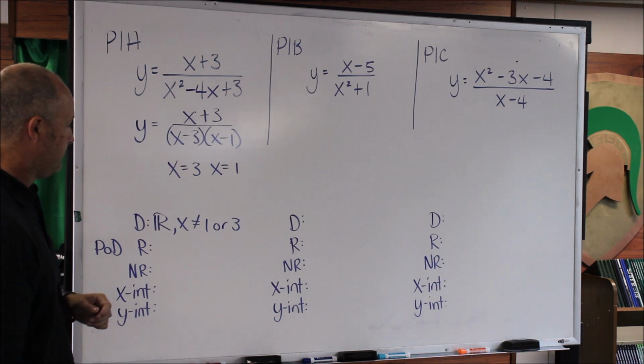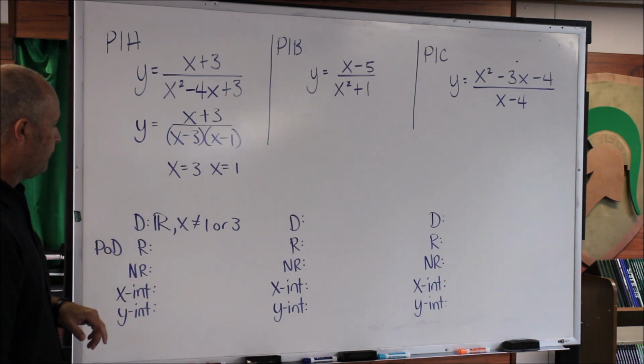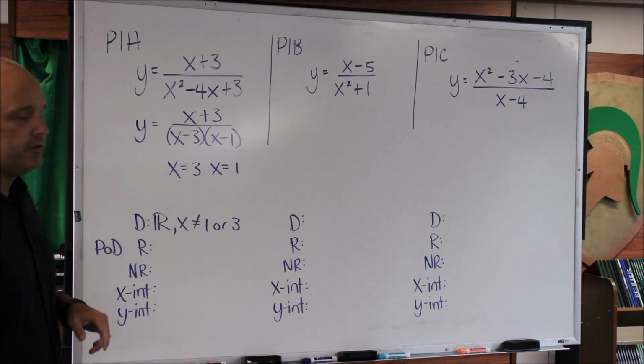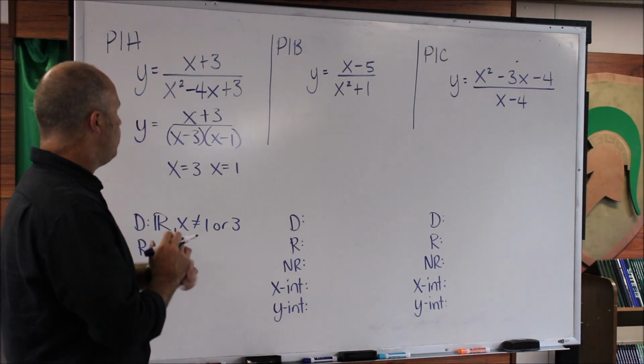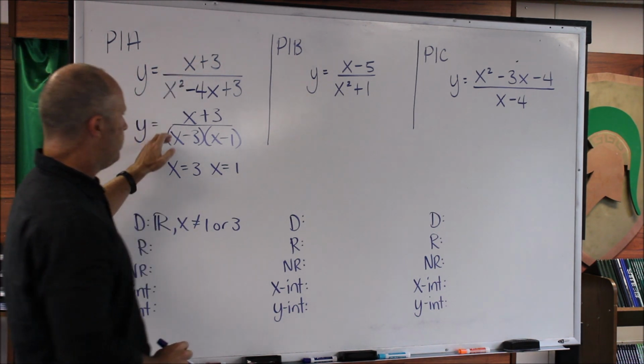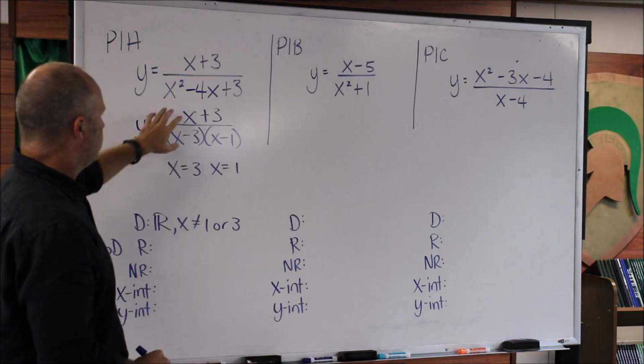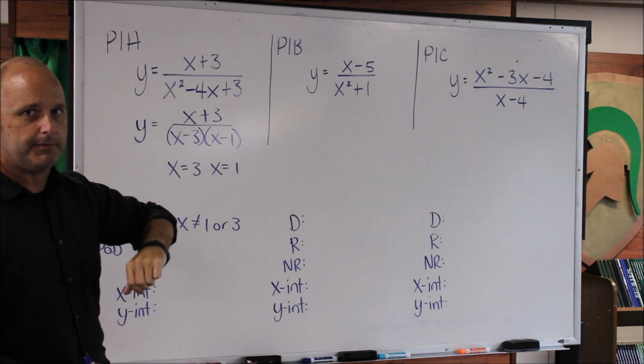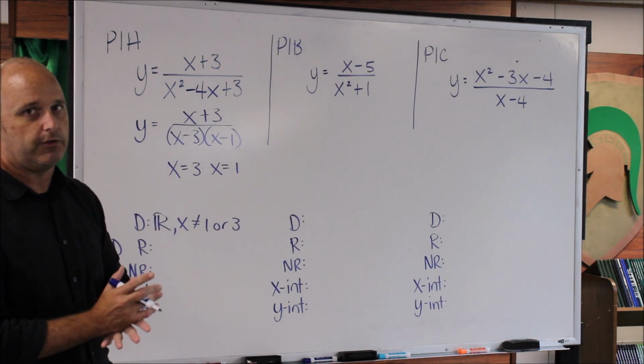So that's our domain. Now the next thing we're looking for is removable discontinuities. Removable discontinuities means this: can we cancel out anything in the numerator and denominator? So we look at the numerator and it says x plus 3. The closest thing we've got in the denominator is x minus 3, but we can't cancel those out.